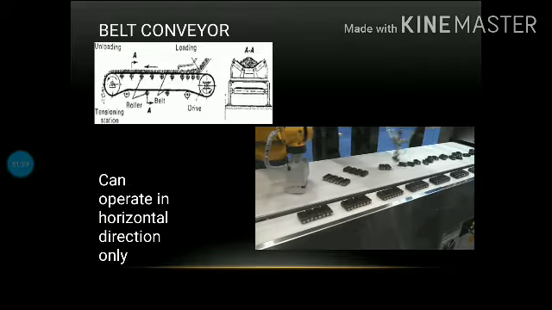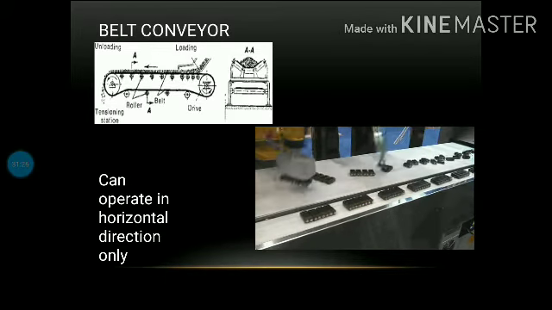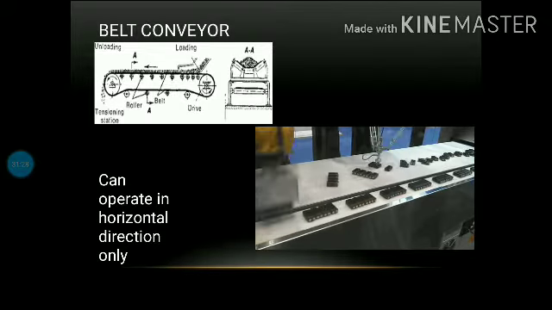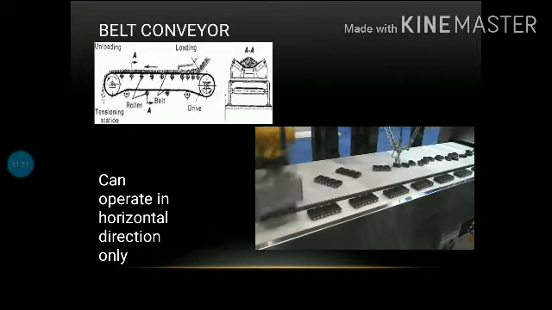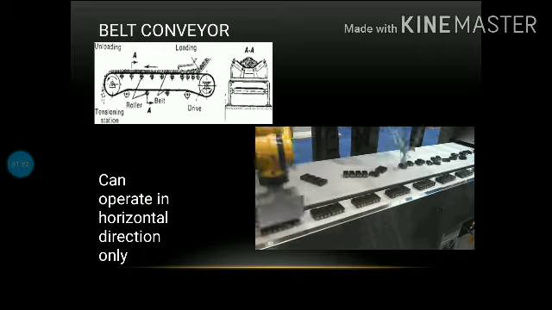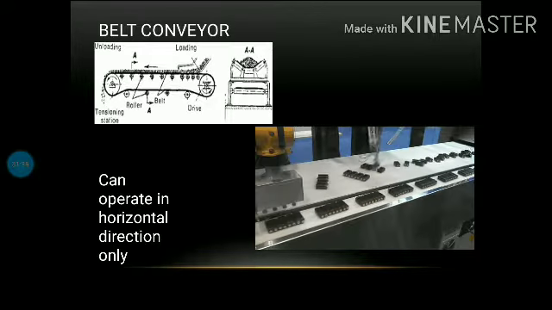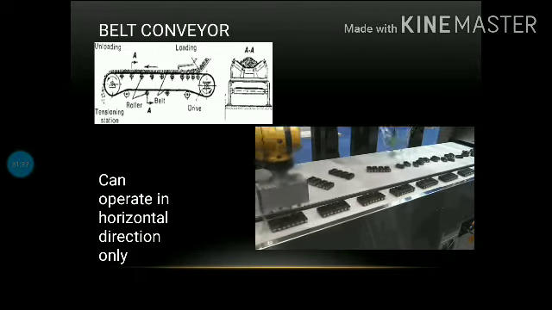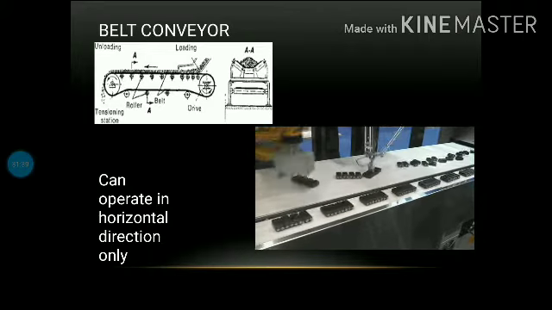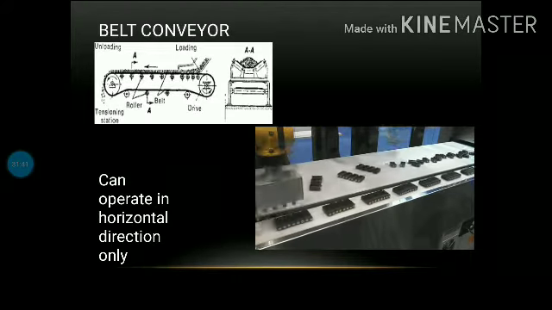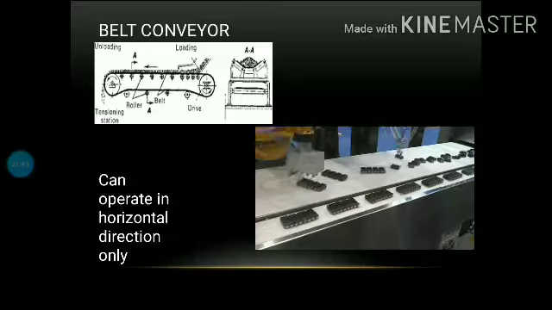So first one, belt conveyor can operate in the horizontal direction only. You can see in this PPT how the belt conveyors are working. This belt conveyor we can use only in the horizontal direction. See the video, you can understand it.